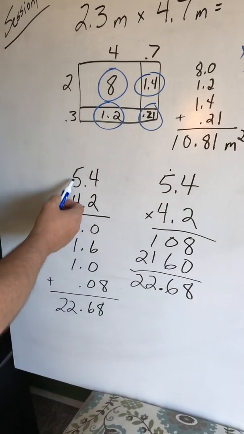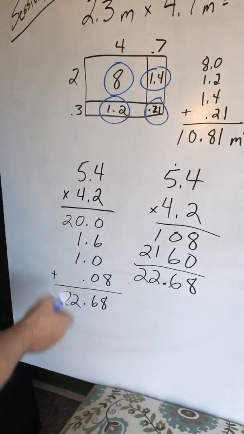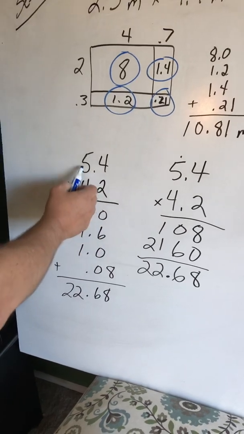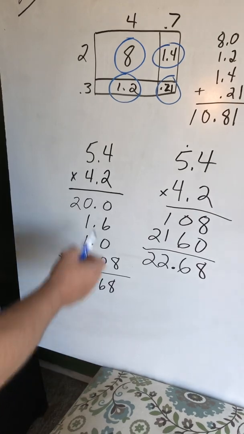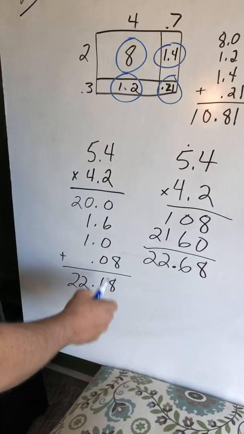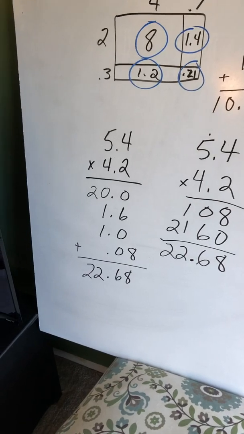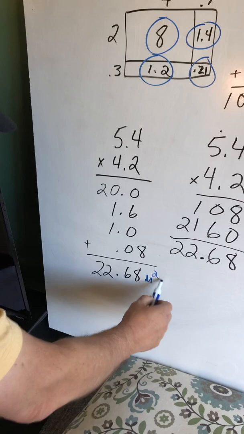So 4 wholes times 5 wholes is 20, okay? 4 wholes times 0.4 is 1.6. 5 wholes times 0.2 is 1.0, okay? And then 0.2 times 0.4 is 0.08. You add them up, 22.68. If that was a deck in meters, for instance, that's meters squared.